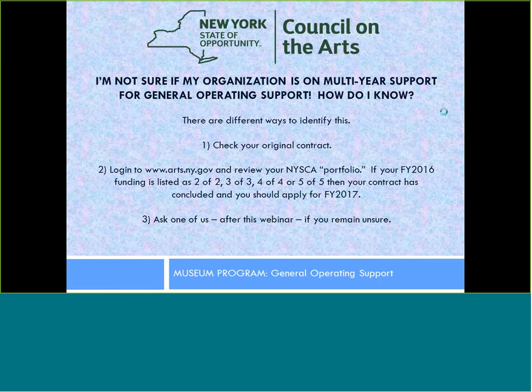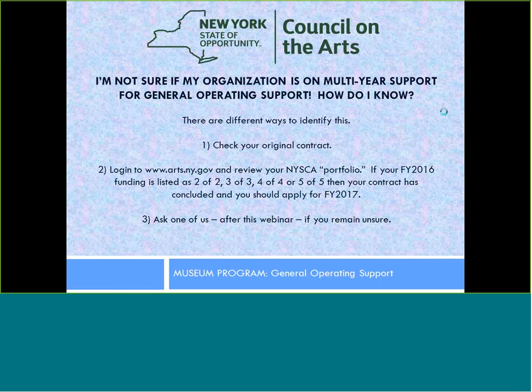You still may not be sure if your organization is already receiving general operating support, so I want to review how you know this. And there are at least 3 different ways to check. The first one is to go back to your original contract with NYSCA, which should have laid out the terms of your agreement and the number of years that that contract was including. Barring that, you can log on to NYSCA's website at arts.ny.gov with your login and password and review what we call your NYSCA portfolio.